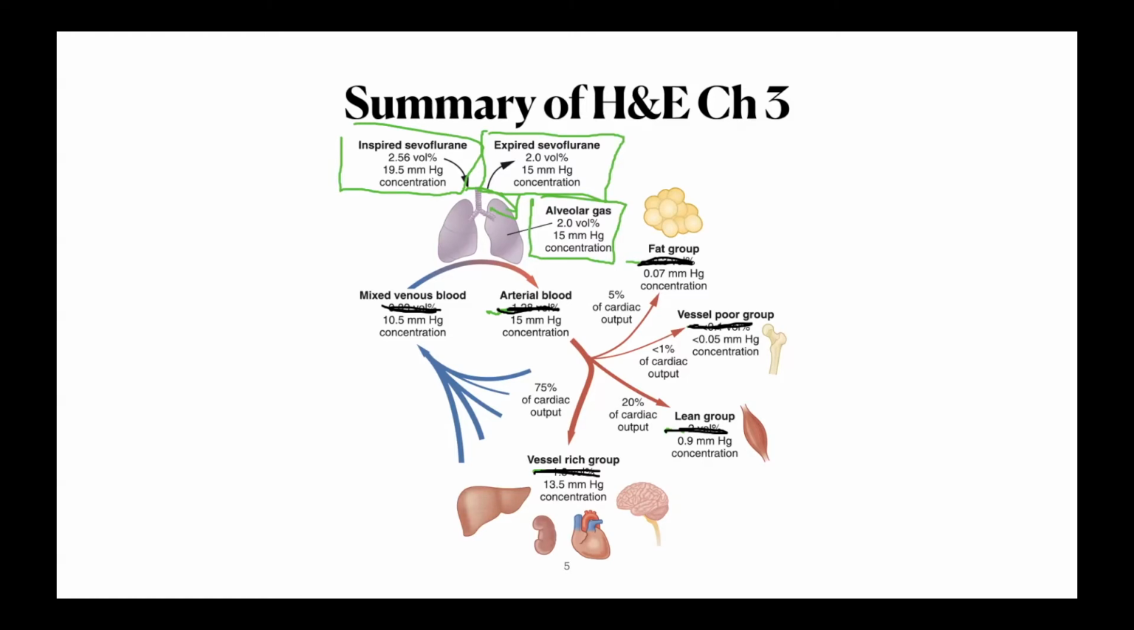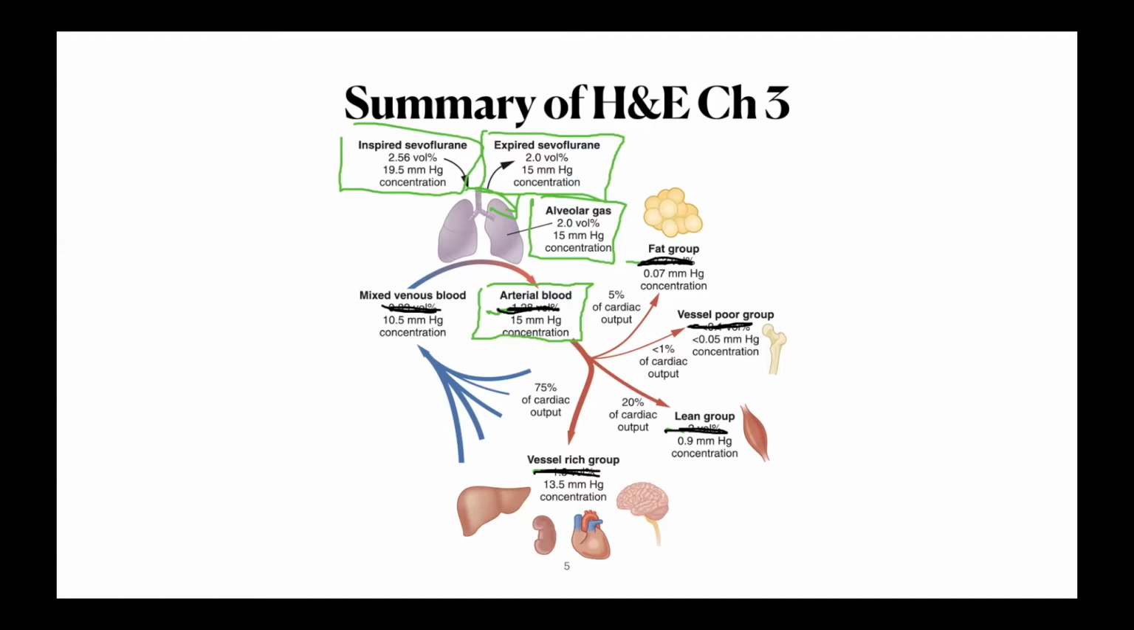Now, the other thing to see is that 15 millimeters of mercury is the same as that in arterial blood. So there's rapid equilibration between what's in your alveoli, what's in your lung, and what's in arterial blood. And then after that, it gets split off. And this is really interesting. And I think it's really important to help you understand how cardiac output affects volatile pharmacokinetics, because you can see the distribution between all the groups, depending on the cardiac output.